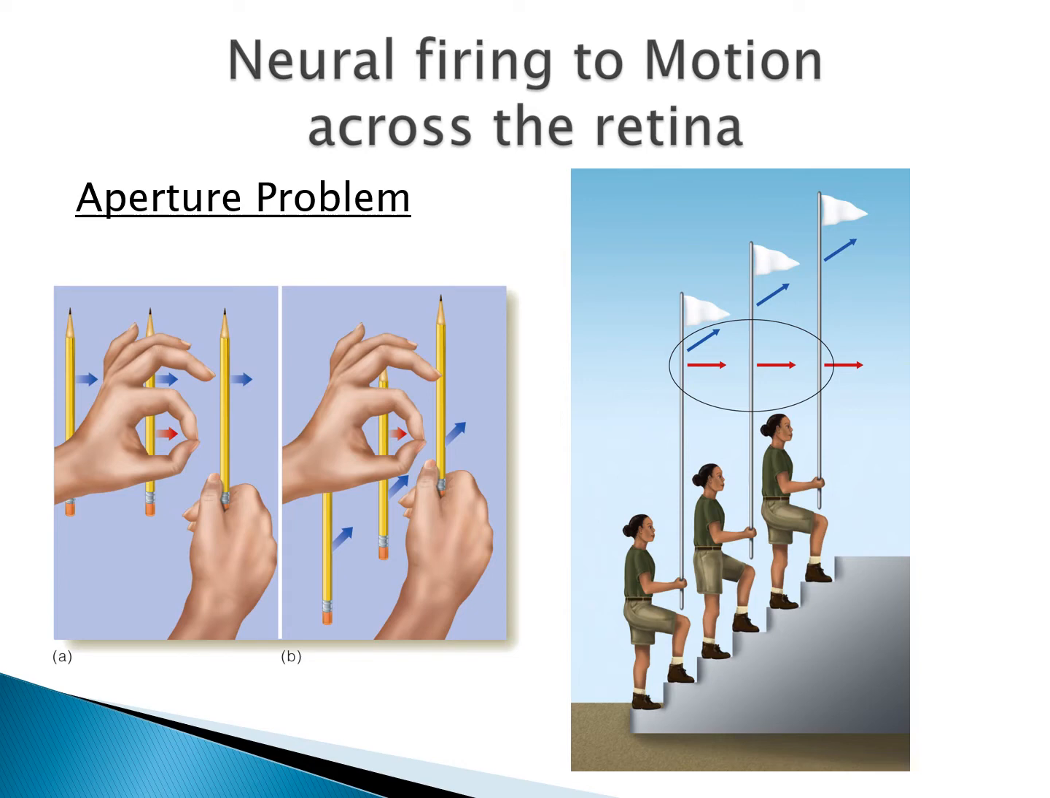So if we have this particular aperture, or we're seeing this particular piece of the flagpole, these particular neurons that are responding to that movement are going to be responding to movement simply to the right. They're going to be missing the fact, because they can't see the whole stimulus, that this is actually moving up and to the right. So how do we solve the aperture problem?